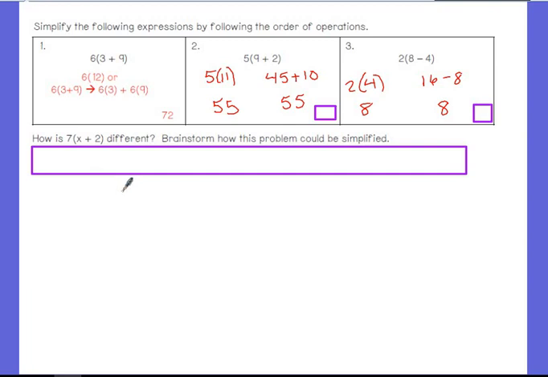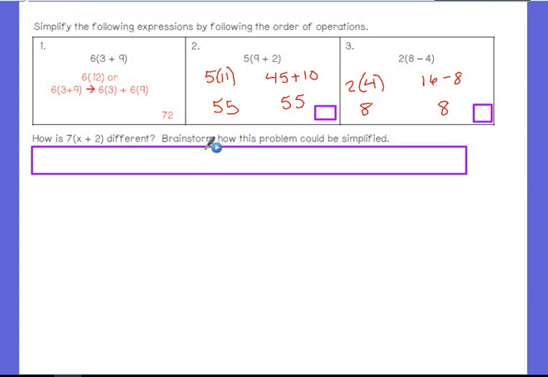So here it says, how is 2 times x plus 2 different? Brainstorm how this problem could be simplified. Okay, using what we just thought about up here, it's not fully simplified. How could I fully simplify this? Pause the video and talk with your peers for about 30 seconds to see what you think, and play the video.